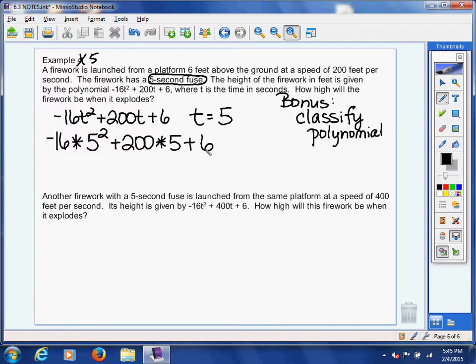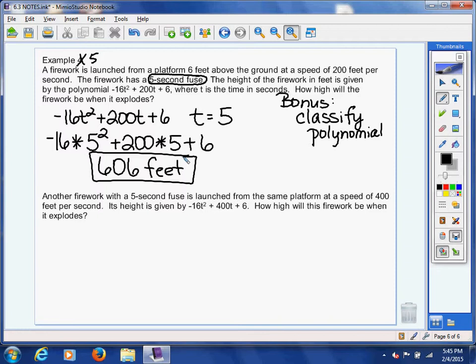Okay, I just keyed it in to give you some time. Did you get 606? This is how many feet the firework will be off the ground when it finally explodes, okay? So that's the answer to the question. Always go back and make sure you've answered the question. How high, so that's height in feet, how high will the firework be when it explodes? It's going to be 606 feet off the ground, okay?